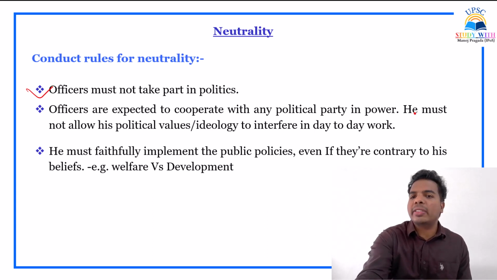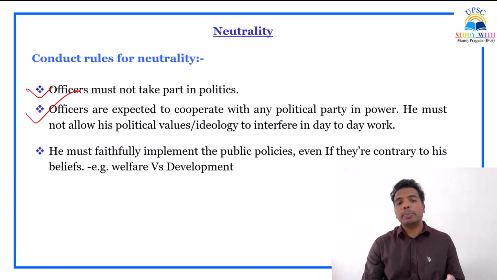And next point, officers are expected to cooperate with any political party in power. He must not allow his political values or ideology to interfere in day-to-day work. Yes, as a civil servant, as a human being, as a person with knowledge, you might have certain opinions, certain ideologies, certain value systems, certain political values, but that should not interfere. Maybe based on your knowledge, you want more development. You might be of the opinion that the government should spend most of its expenditure on building roads, highways, ports, and so on. So your government should spend more on development works.